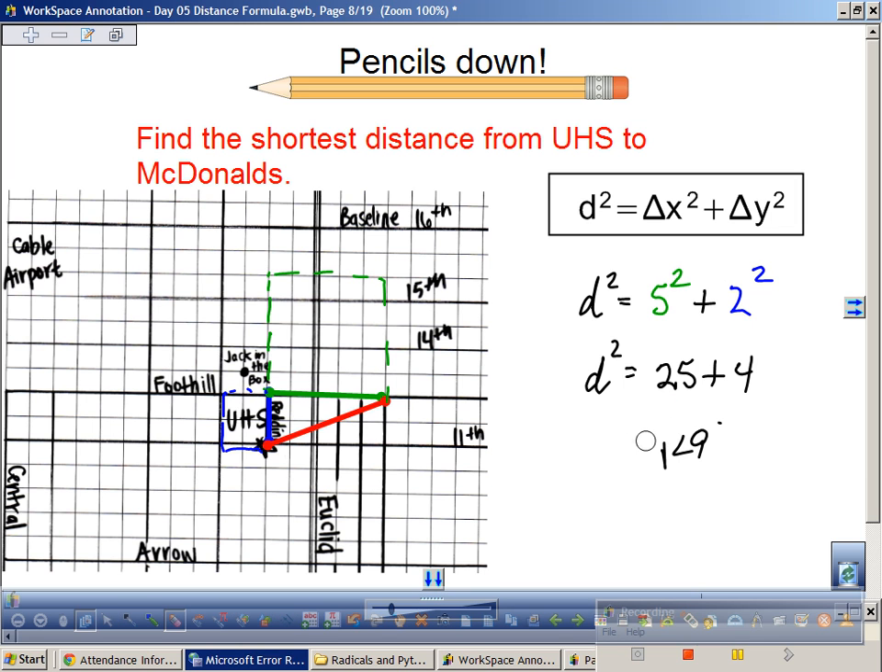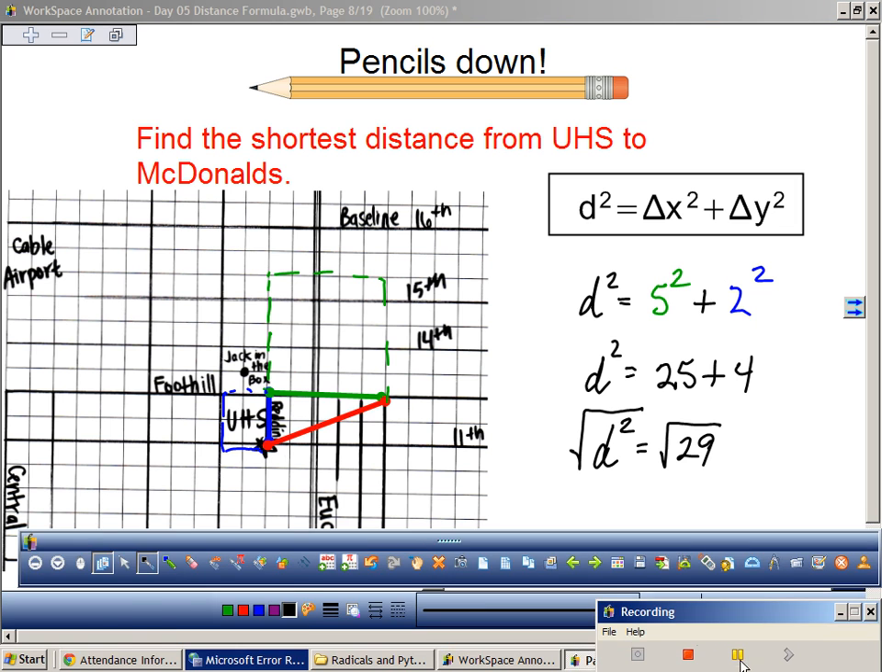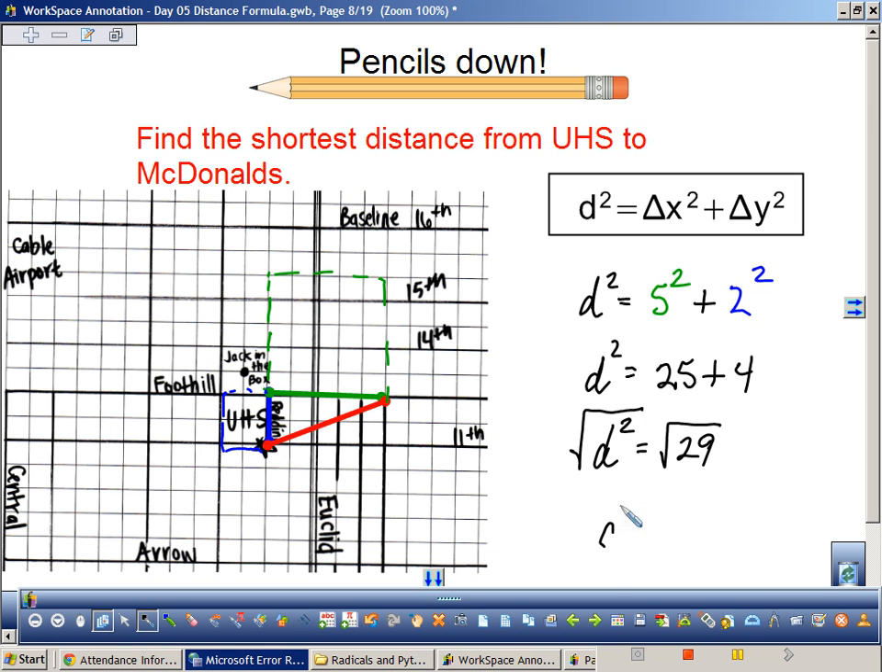That's really messy, and this is the one I'm going to save. d squared equals 29. 25 and 4? Oh, between 25 and 36. And I can't make 29 into a simplified square root anymore, right? So what did you guys say your estimate is? 5.4 seems reasonable.